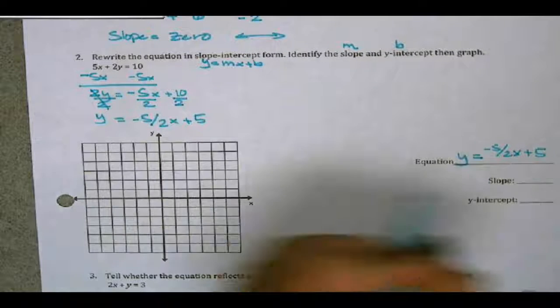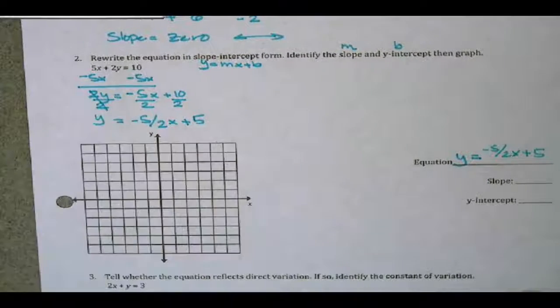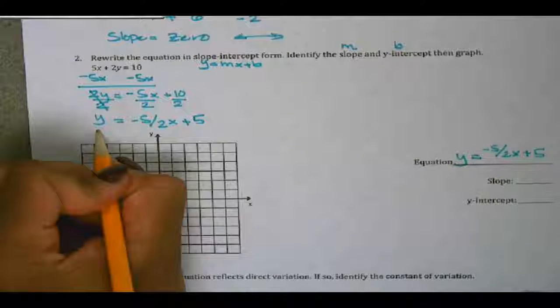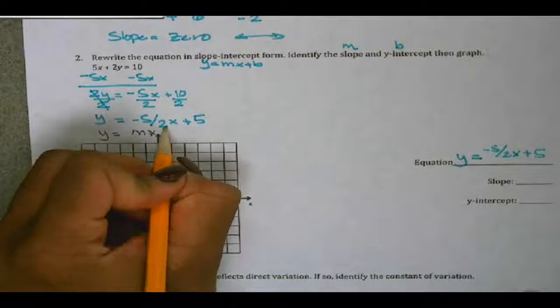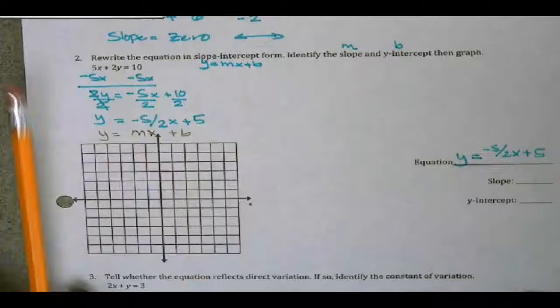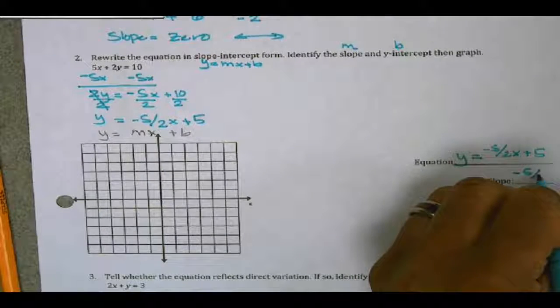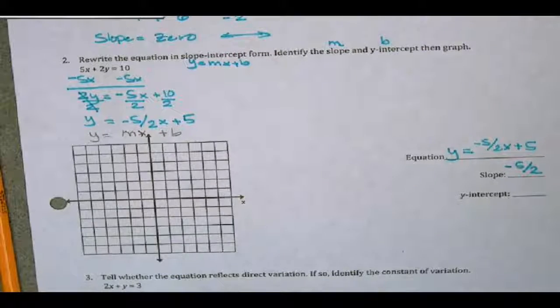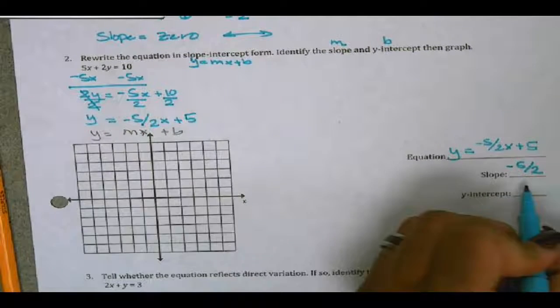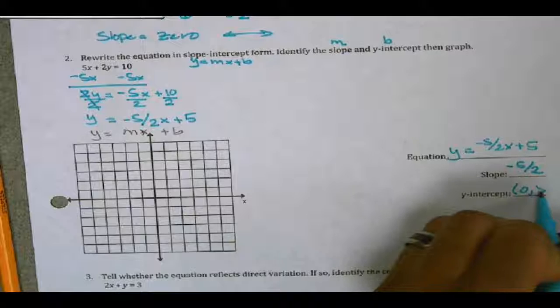My slope, remember if I line this up to y equals mx plus b, well, what's in the m spot? That negative 5 over 2. What's my y-intercept? If you said 5, I would take off a point because I like to write it as a coordinate, so 0, 5.